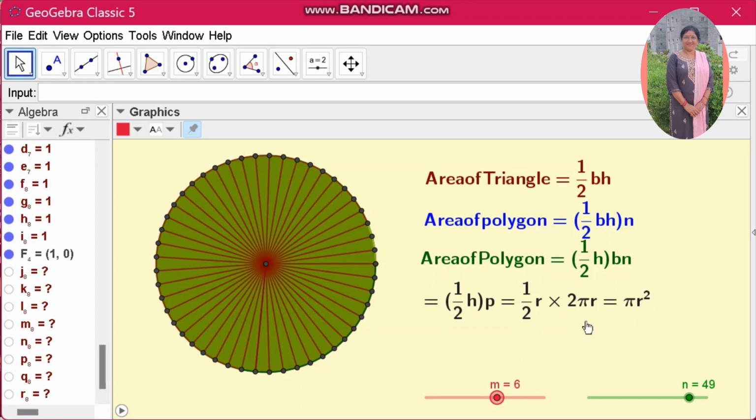After calculation, we get the area of the circle, that is, the area of the polygon is equal to pi r square.